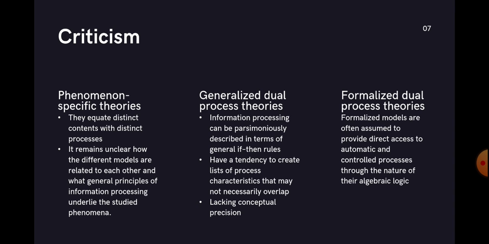And then the criticism for more formalized dual process theories is that formalized models are often assumed to provide direct access to automatic and controlled processes, through the nature of their algebraic logic. What I need to emphasize here is that because formalized dual process theories are more scientific, they usually automatically determine whether a process is automatic or controlled by relating it to the nature of the algebraic logic that is used in the model, even though that might not always be the case.